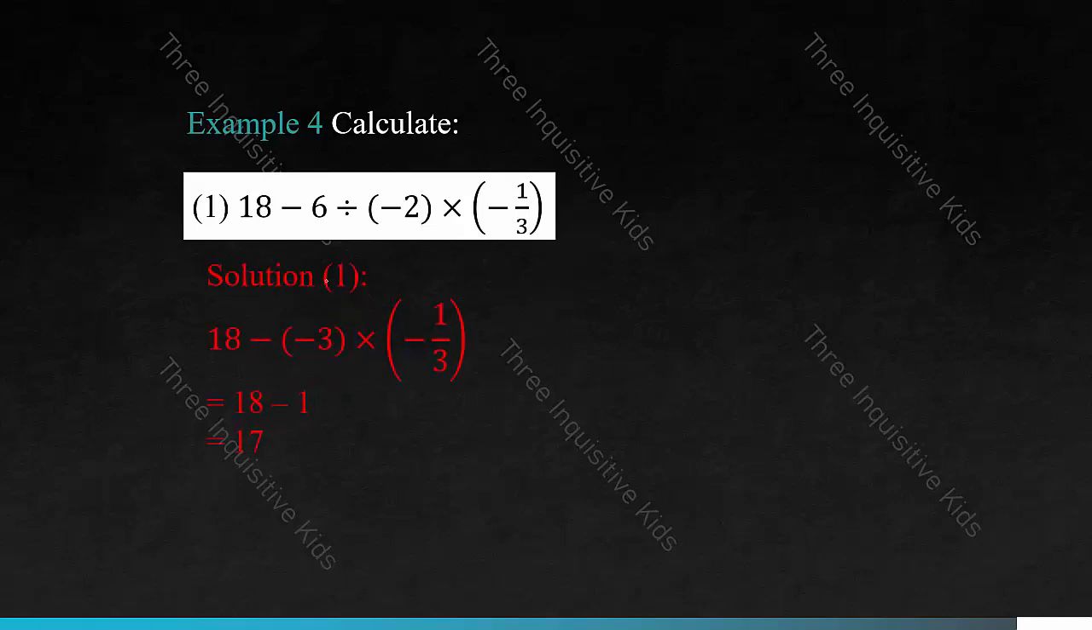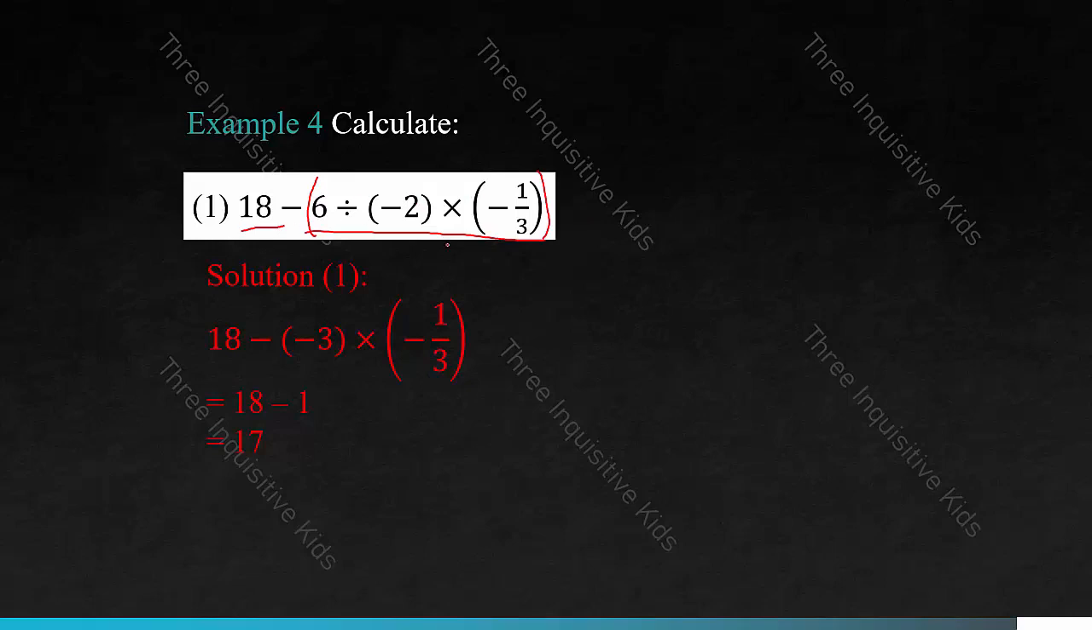The answer for this problem is 17. First, we can see that this is actually a binomial, a polynomial with only 2 terms. This is one term and 18 is a term by itself. And we calculate what's inside this parentheses first. You work your way from the left to the right.